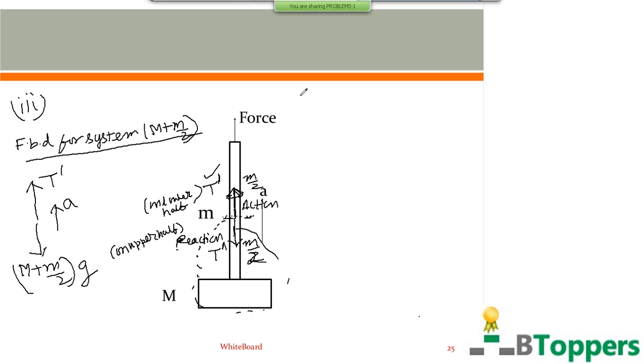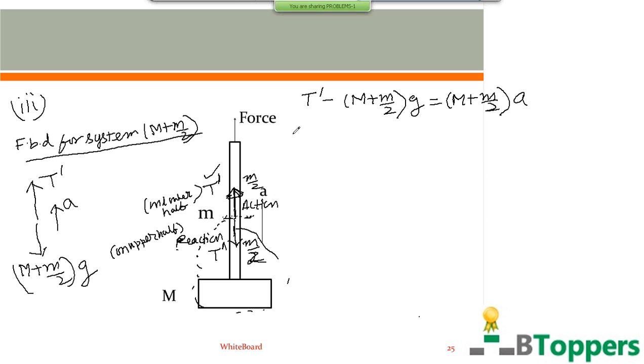So the magnitude of the resultant force on the system of mass (M + m/2) can be written as T' minus (M + m/2) into g. From Newton's second law, the resultant force on the system of mass (M + m/2) will be equal to the product of the mass of the system and the acceleration of the system.